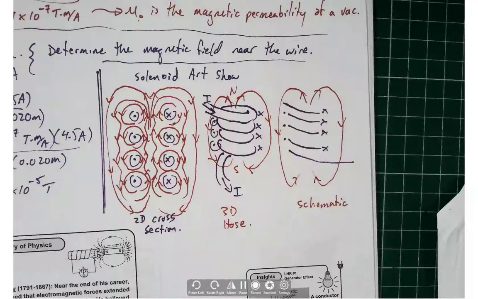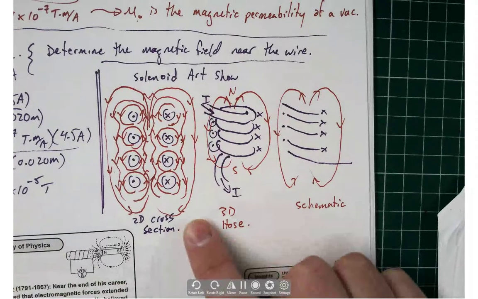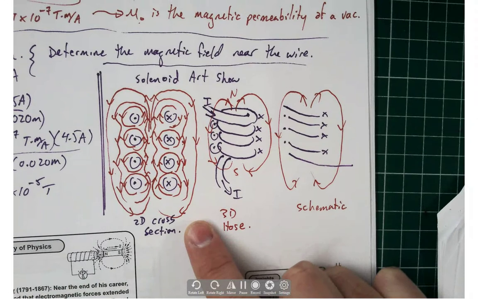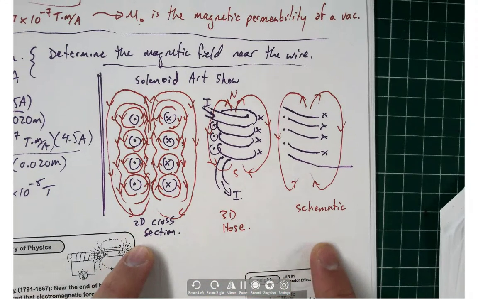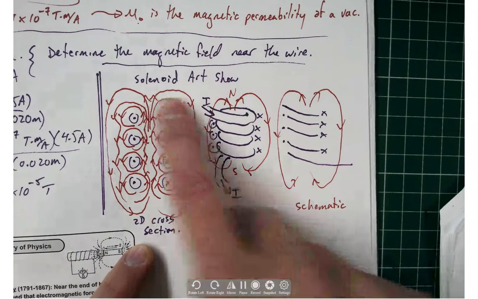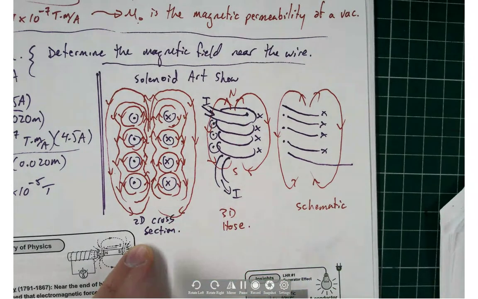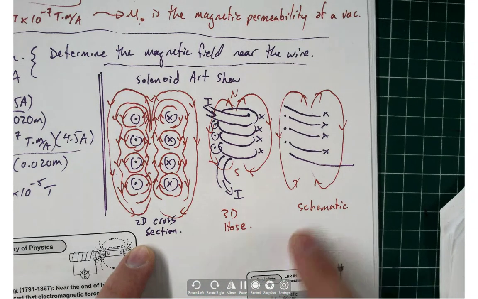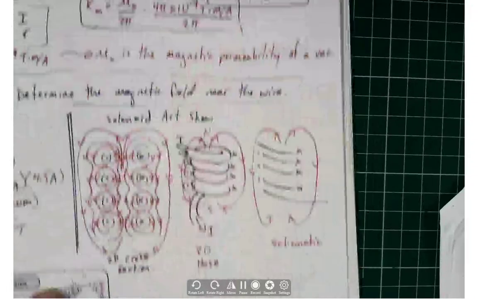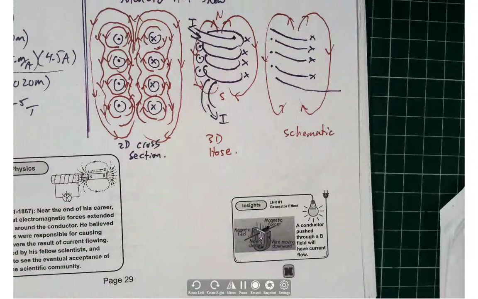Last time we finished off talking about the structure of magnetic fields around solenoids, and at least three different ways that we could draw a solenoid. I subtitled it Solenoid Art Show. So we're looking at a 2D cross-section way of representing a solenoid, a 3D hose model, and a schematic diagram, which is kind of a hybrid of the two.